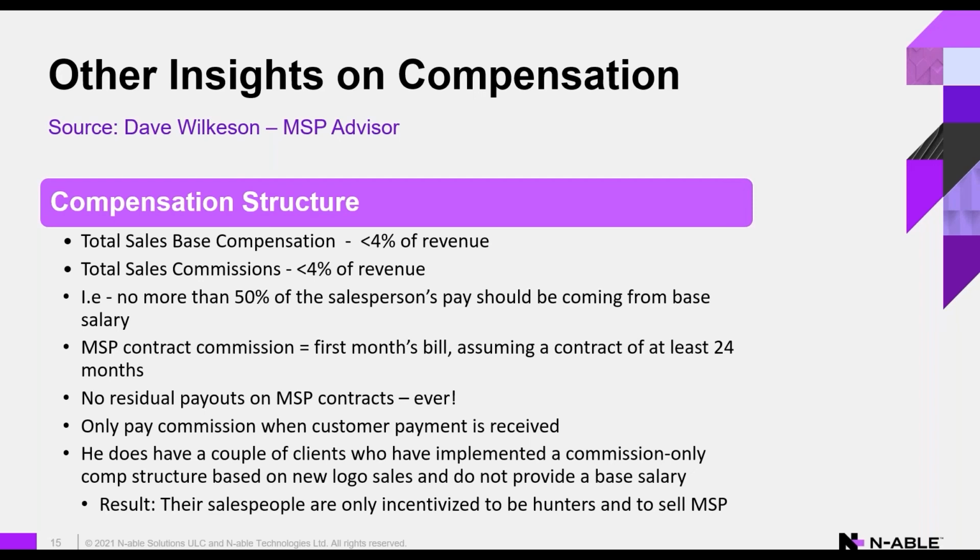He also believes that there should be no residual payouts on MSP contracts ever. He was a little adamant on this one. He feels that you only want to incentivize new logo sales of managed contracts, because he feels then if you allow residual payouts, kind of post-sale, the sales rep will eventually begin to slack off, and they'll begin to get used to and just begin relying on the residual commissions instead. But there's a little caveat to that.